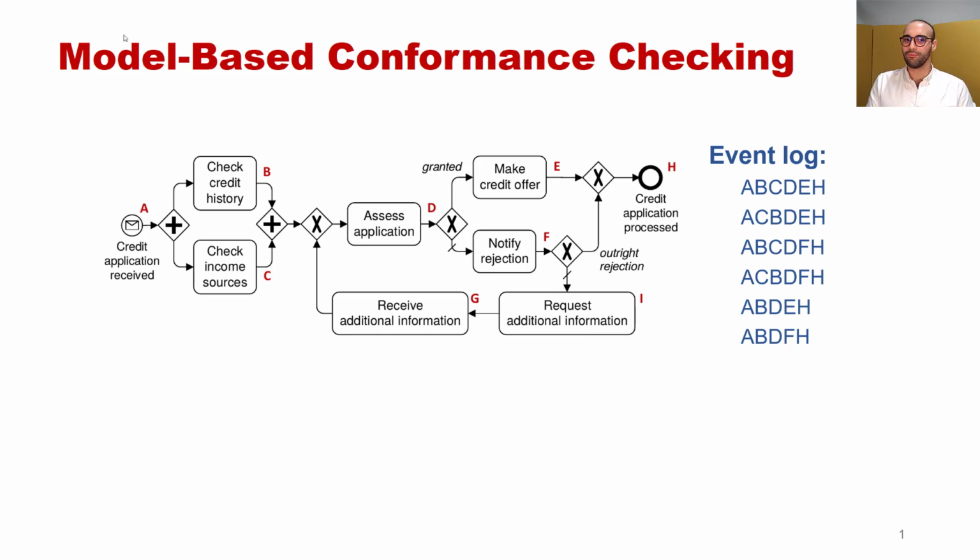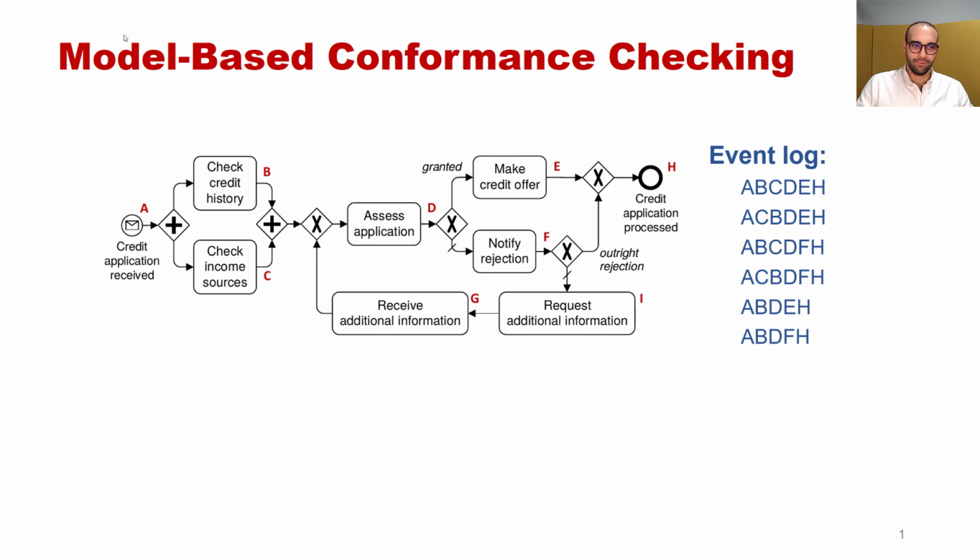In the model-based conformance checking, the input is a business process model that an organization has designed already, and the event log, which represents the reality, what already happened inside the organization. And the output is going to be the cases that are compliant with this model, or the cases that are not compliant with this model, the activities that have not been executed inside the event logs, things like that.